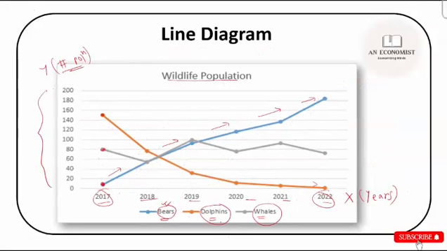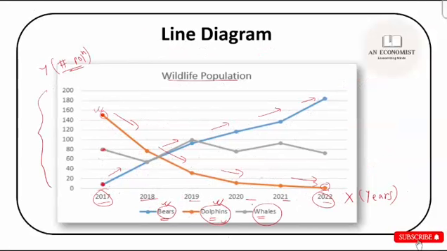Now the dolphins are denoted by this orange color. They started the highest: the number of dolphins was highest in 2017, and then it gradually decreases, and they are almost zero in 2022. So they are almost leading to extinction, right? This is the insight you can draw just by looking at this diagram. You don't need to write any text or paragraphs or make any table. Just by looking at this, you can conclude that the number of dolphins has fallen significantly.